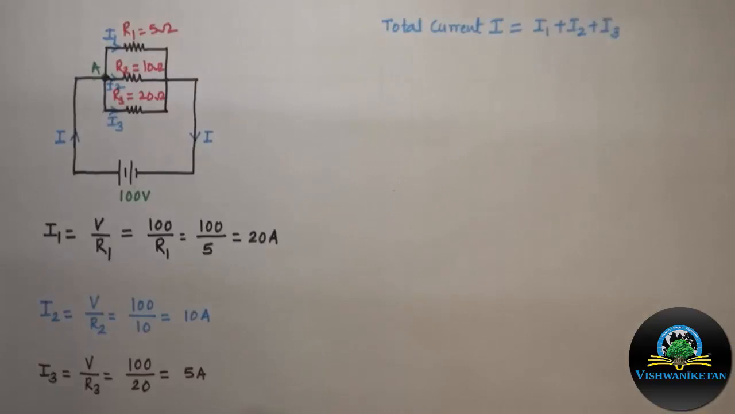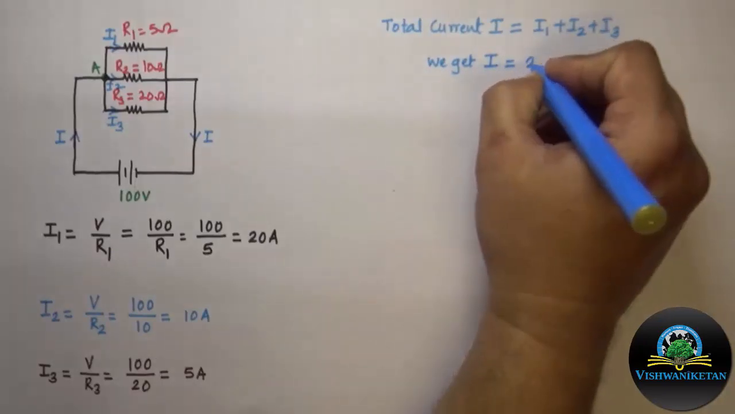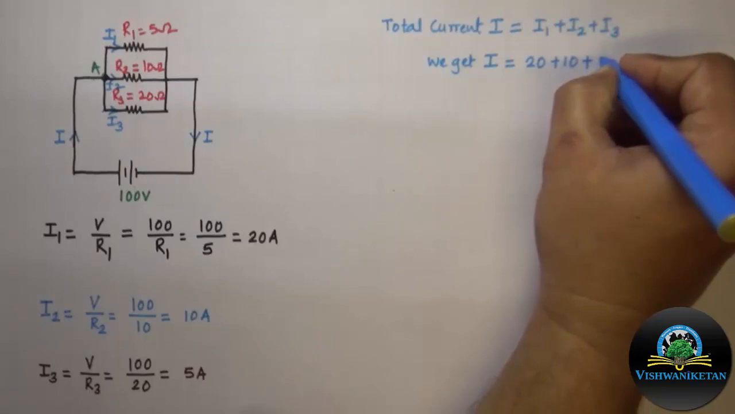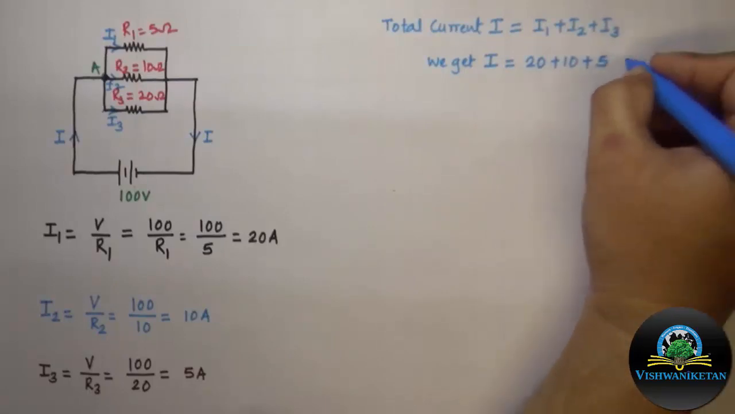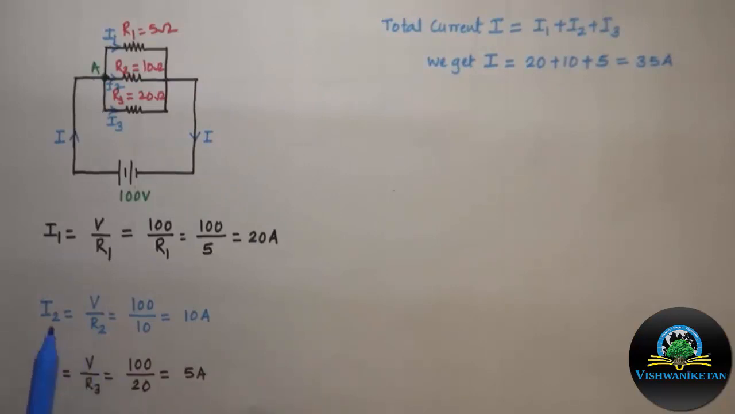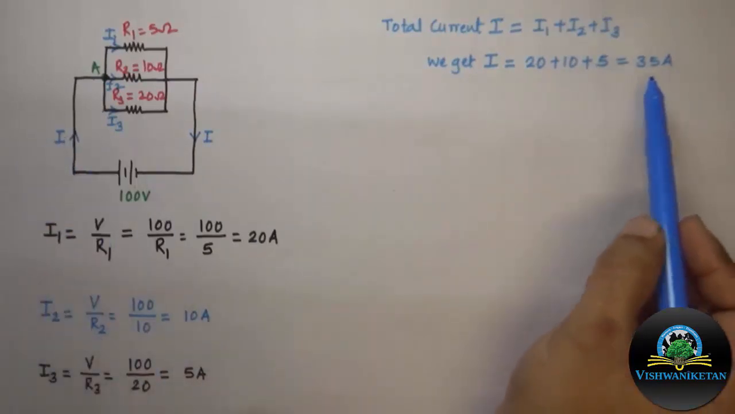Now substitute the values of I1, I2 and I3. We get I equals 20 ampere plus 10 ampere plus 5 ampere. So total I is 35 ampere. Hence my total current flowing through the circuit, I, is 35 ampere.